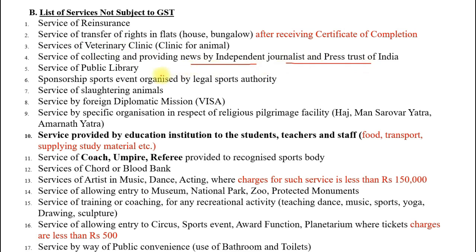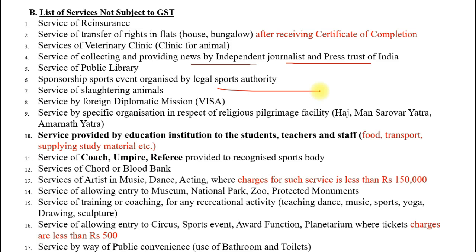Service of public library, and sponsorship of a sports event organized by a legal sports authority like BCCI or FIFA. If these organizations, legal authorities, are organizing any events, there is no GST on the sponsorship. Slaughtering of animals, there won't be any. Service by a foreign diplomatic mission, that is for visa, there is nothing.